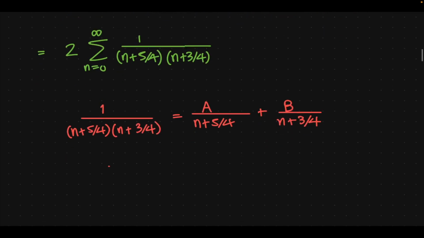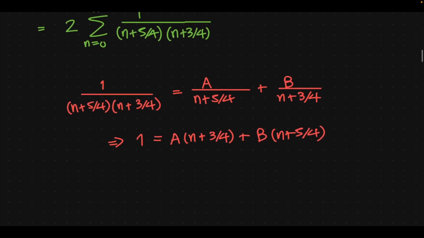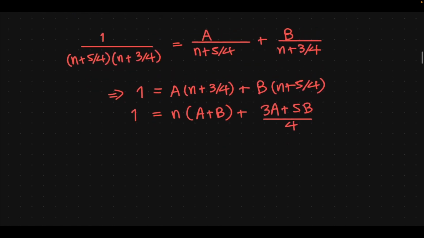Cross multiplying and eliminating the denominator, 1 equals a times n plus 3/4 plus b times n plus 5/4. Group the terms with order n, so the coefficient of n is a plus b, and then the rest is the constant term, which is 3a plus 5b all divided by 4, and that's equal to 1. So now compare the powers of n. There's no n power. The power of n on the left hand side is 0.